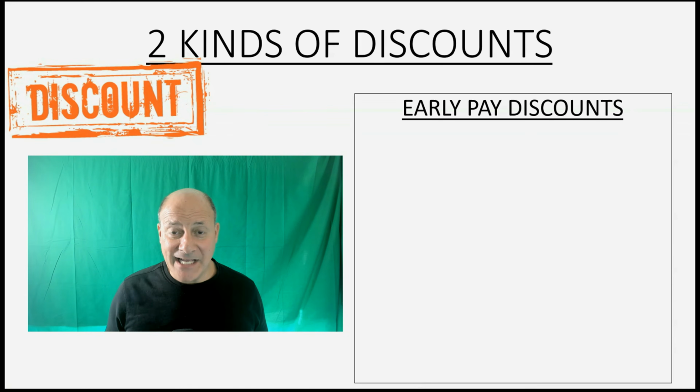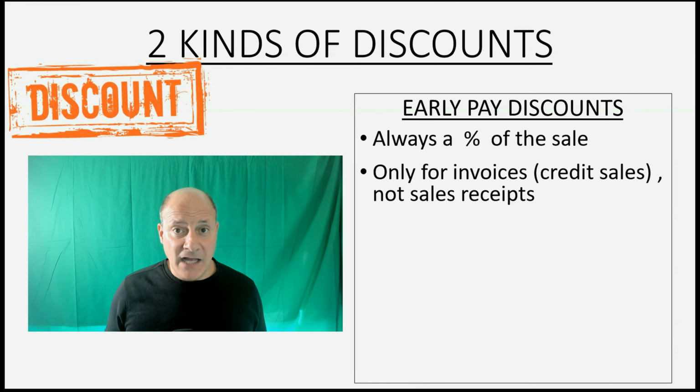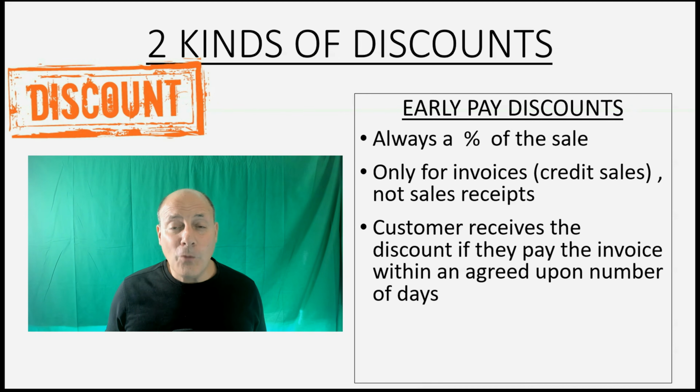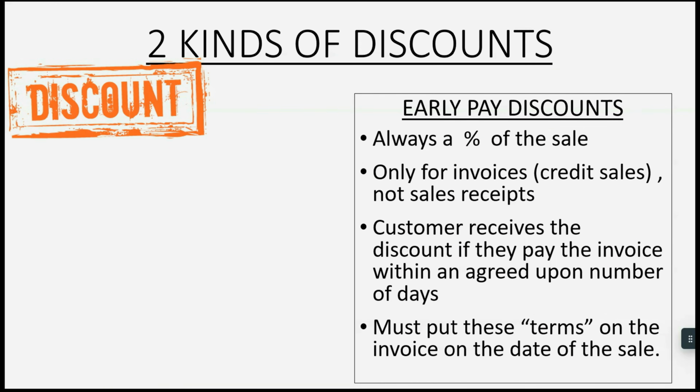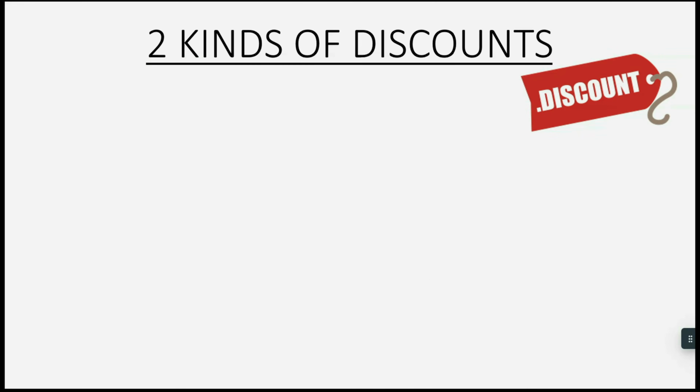An early pay discount is always a percent of the total sale, and it's only for invoices and credit sales, not for sales receipts when the customer pays immediately. The customer only receives the discount if they pay within a certain number of days, and they have to pay the whole invoice in order to get the discount. And the terms and conditions of getting the discount have to be listed right on the invoice at the moment you make the sale. But that's not the one we will talk about first.